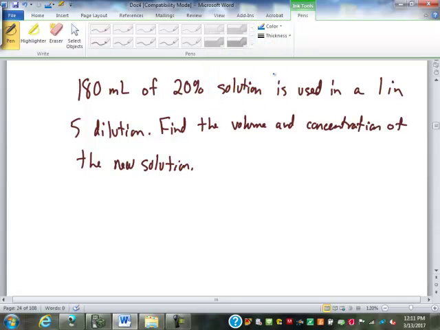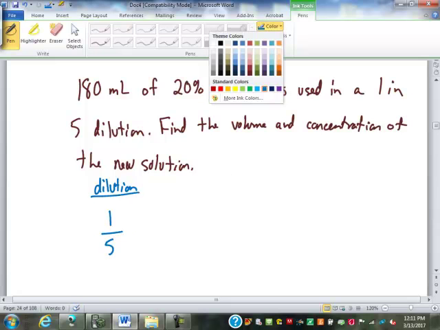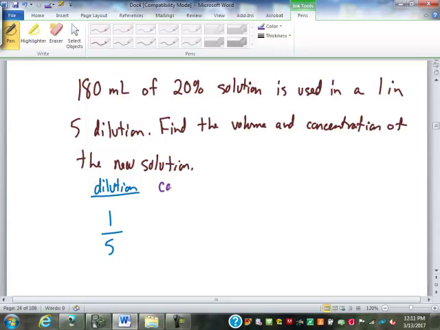There are actually a couple of different ways we can approach this. We can actually use the dilution of 1:5, compare it to our ratio of concentrations, which will be our new concentration over our old one of 20%. And we can cross multiply and divide. 1 times 20 divided by 5 means we're going to be looking at a 4% as our new solution.